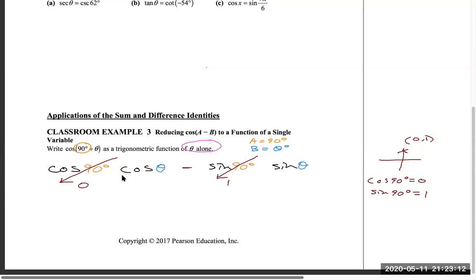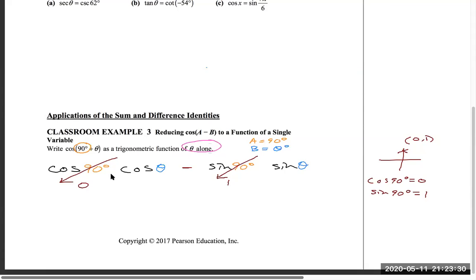So that tells you 0 times cosine theta. That's going to be cosine theta. And then 1 times sine theta. Oops, sorry. Why did I do that? Bad me. Let me say it again.